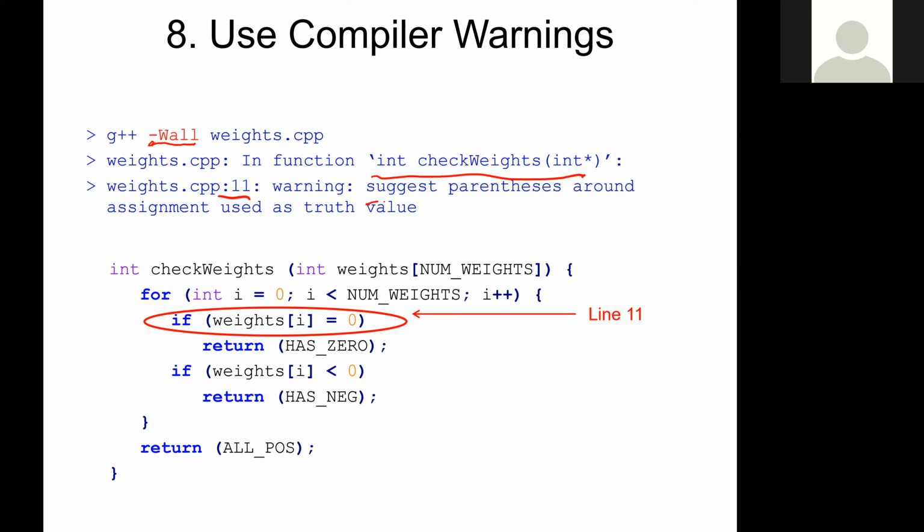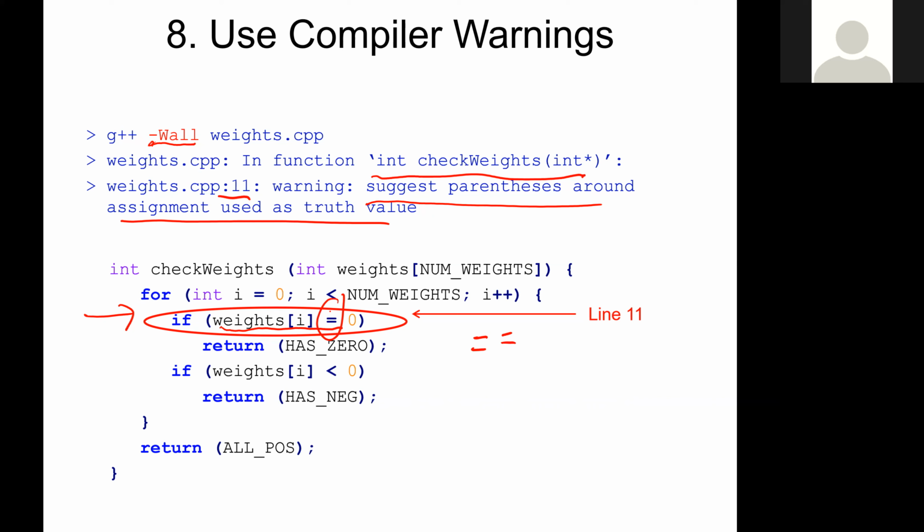Okay, so that sounds a little cryptic. But let's go look at line 11. And this is line 11. So that's the first thing this warning told us: go look at line 11 in this function. There's something funny about it. And assignment used as truth value means you're not actually doing an equality test. You're not using the equal operator. You have used the assignment operator.